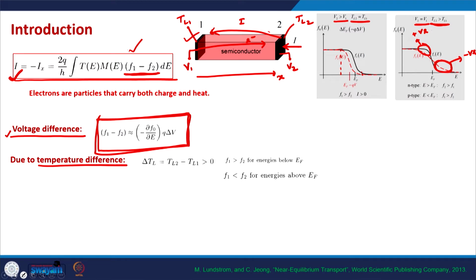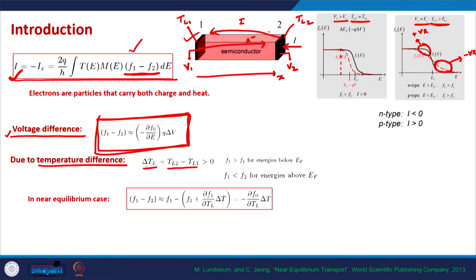So if there is a temperature difference, which means delta TL, which is TL2 minus TL1, the difference of temperature of contact 2 and contact 1, if this is greater than 0, in that case in near equilibrium situation, near equilibrium means that this delta TL is not very large, it is still a very small difference, but contact 2 is now hotter than contact 1, but it is not too hot, the temperatures are almost equal, there is a small difference in the temperature.